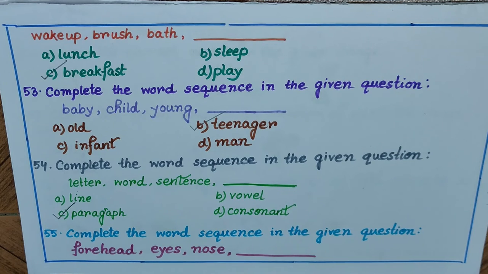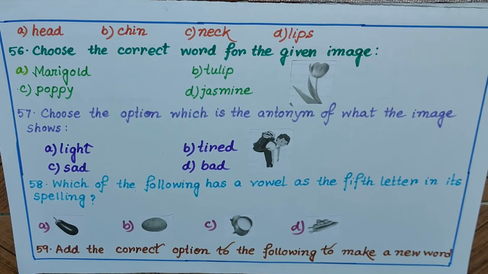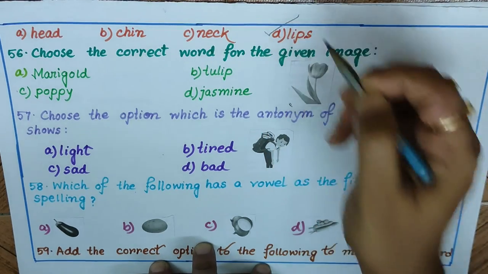Question 55. Complete the word sequence in the given question. Forehead, eyes, nose. So after nose, what comes will be options in the next page. So the options are head, chin, neck and lip. So lip is the right answer for us in the sequence.